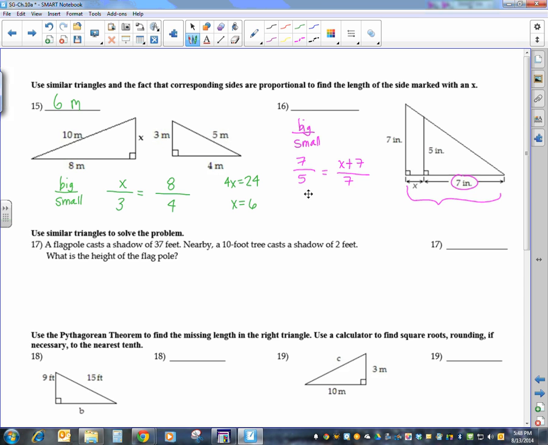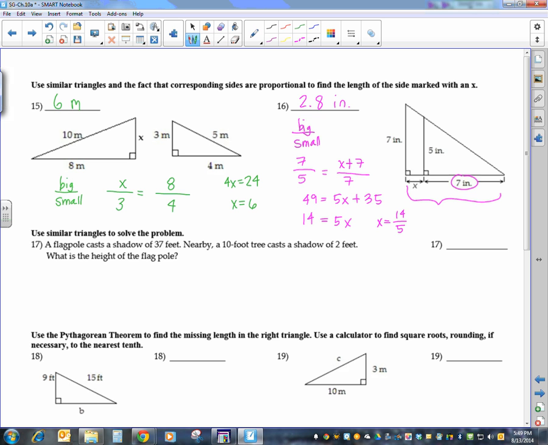So I'm going to cross multiply and get 49 equals 5x plus 35, because I did 5 times x to get 5x and 5 times 7 to get 35. Then I take the 35 over and I'm going to get 5x equals 14, and divide both sides by 5. You get x equals 14 over 5. And when you put that in your calculator, you actually come out with a decimal that terminates. So you can give me an answer of 2.8 inches, or you could say 14/5 inches. I'll take either one.